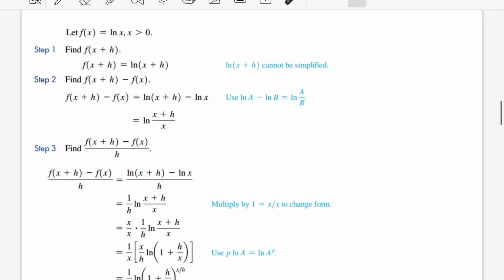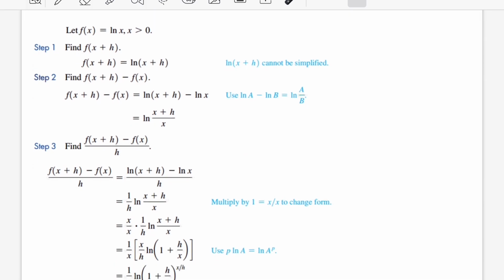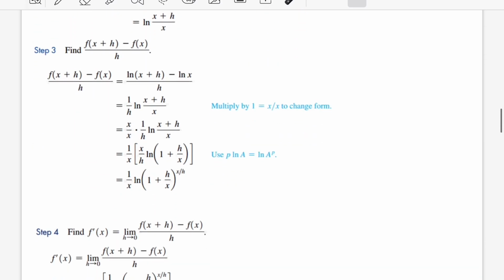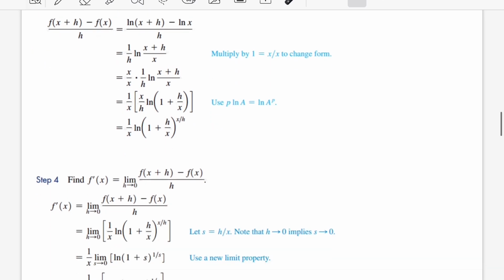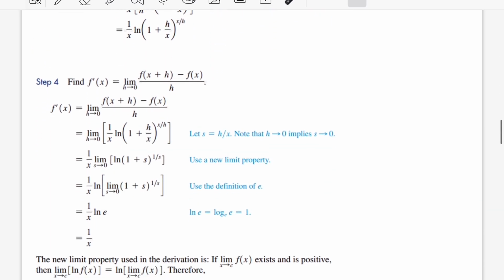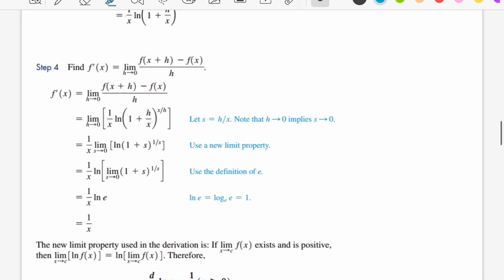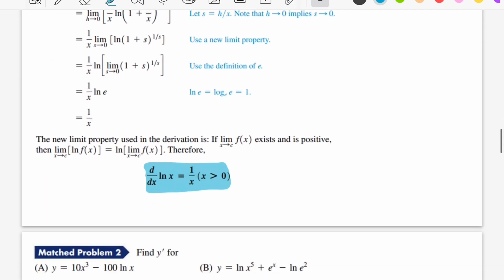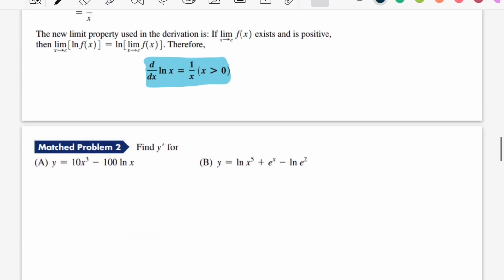Also, here is the four-step process for finding the derivative of our function ln x. Again, we can do this four-step process by taking the limit of our difference quotient as h goes to 0. When doing so, we find that the derivative of our natural log function is 1 over x. All right, so we'll use this to go through some examples.